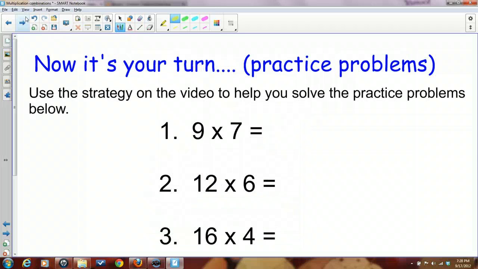Now it's your turn. Here's the practice problems for tonight's homework. Use the strategy on the video to help you solve the practice problems below: 9 times 7, 12 times 6, and 16 times 4. I tried to give you one that was higher than 12, so you really had to think about how to use the strategy.